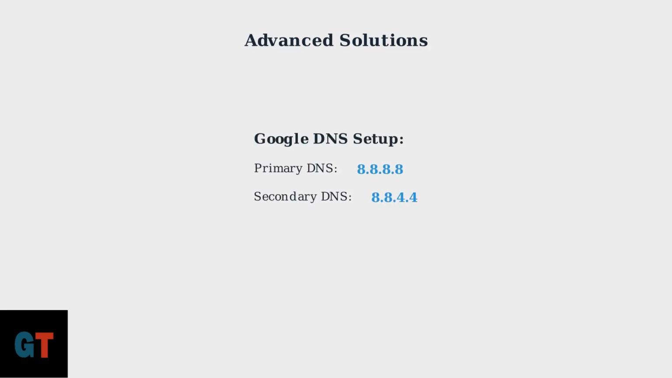For persistent issues, try these advanced network solutions that can resolve deeper connectivity problems. Switch to Google's public DNS servers. Change your DNS settings to 8.8.8.8 and 8.8.4.4 for potentially faster and more reliable connections. Flush your DNS cache to clear any corrupted domain name records. On Windows, open Command Prompt and type ipconfig /flushdns. On Mac, use sudo dscacheutil -flushcache.